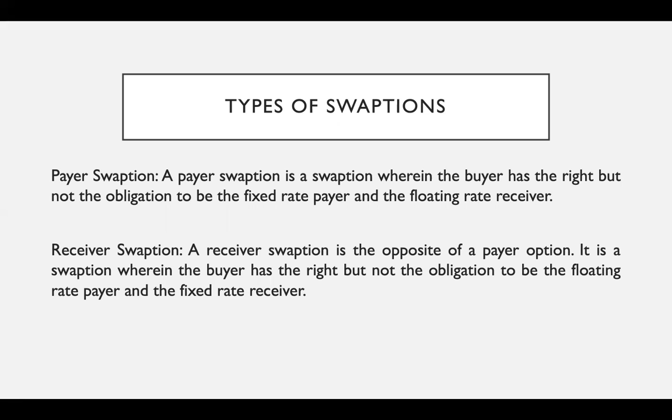And the second type of swaption is a receiver swaption. A receiver swaption is the exact opposite of a payer swaption. It's a swaption wherein the buyer has the right, but again, not the obligation, to be the floating rate payer and the fixed rate receiver. So someone who has a more pessimistic view of the interest rates and believes that the interest rates are going to fall in the future would want to enter into a receiver swaption, because in that way they would be paying the floating rate interest, but they would be receiving a certain fixed interest rate which they believe is higher than the amount that they are paying.